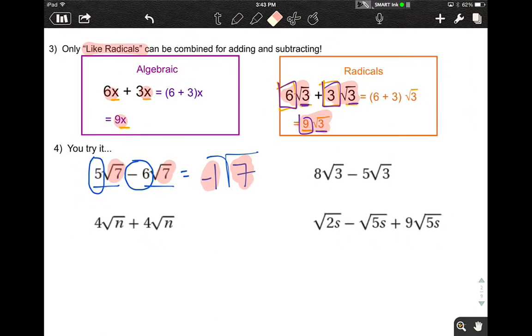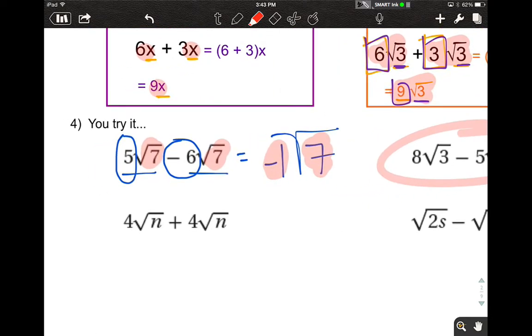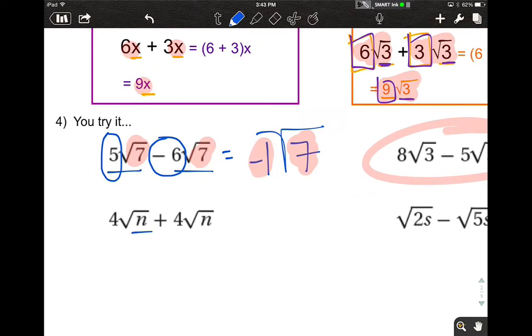Okay, this one is very similar. Why don't you try that one on your own if you feel like it? The second one here has to do with what happens when there's a variable inside. Same exact idea, guys. Is it the same square root of n, square root of n? If it is, you can add them together. 4 plus 4 is 8 times the square root of n.